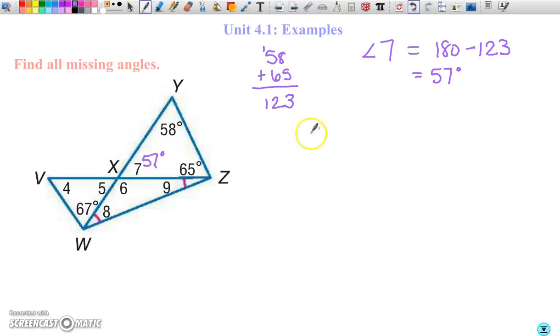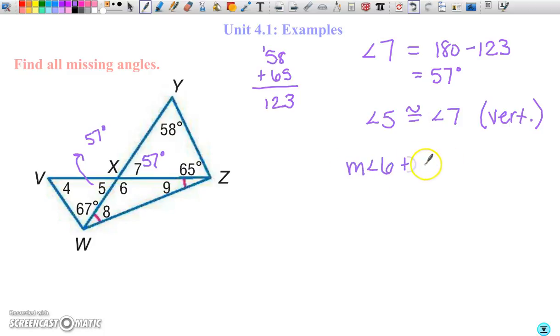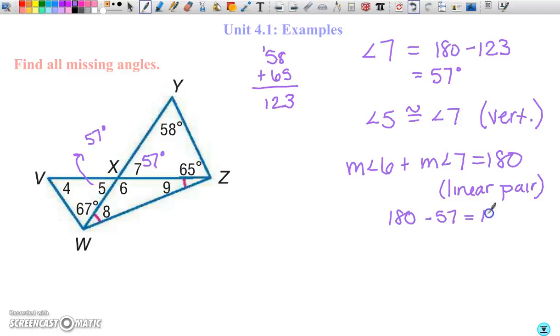All right, now moving along, 7 and 5 are vertical angles. So angle 5 is congruent to angle 7 because they're vertical. That would make angle 5 also 57 degrees. Now angle 6: the measure of angle 6 plus the measure of angle 7 is 180, because they are a linear pair. So we take 180 and subtract 57 from it, which gives us 123 degrees. So angle 6 is 123.